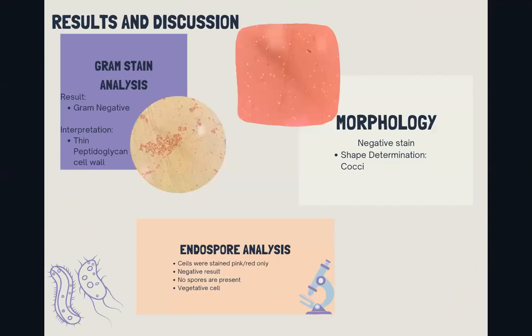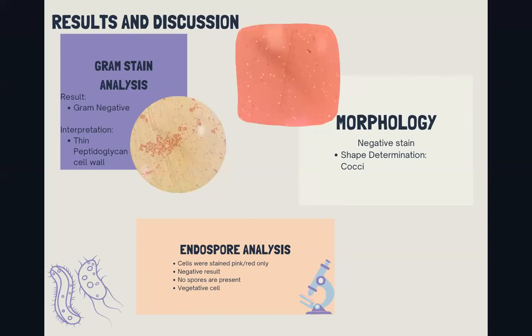So for the results, we start out with the gram stain analysis, which indicated by the circular picture, we can clearly see that it is a gram negative stain or result, excuse me. And for our interpretation, we interpreted that this indicates a thin peptidoglycan cell wall. Based on the stain, we looked at the morphology, which then we determined that it had a cocci shape.